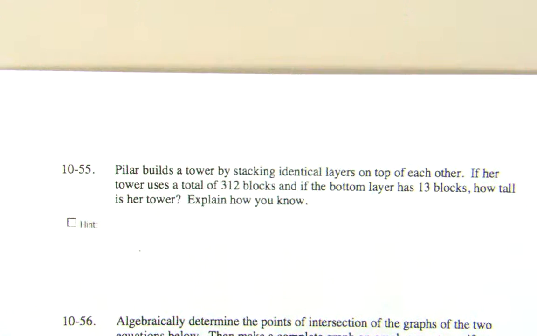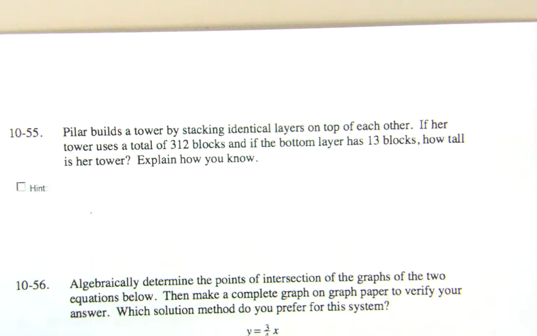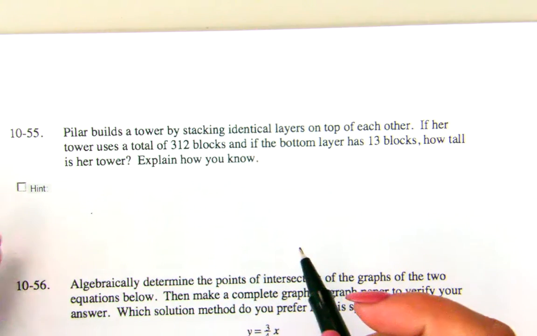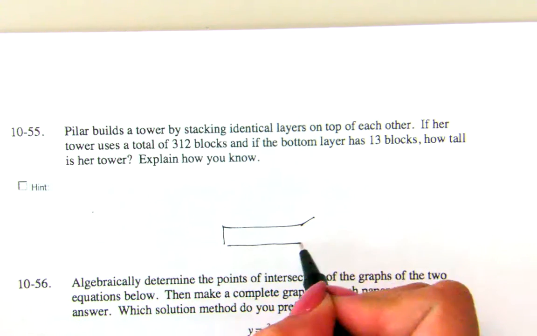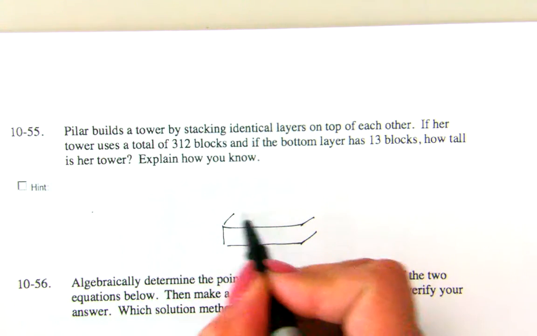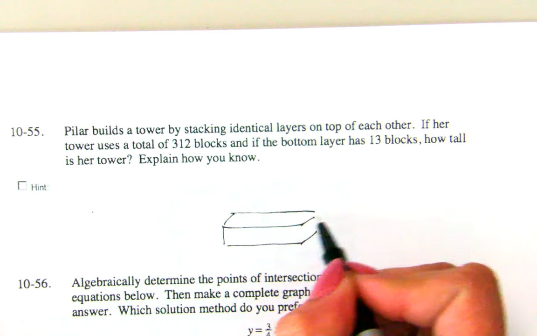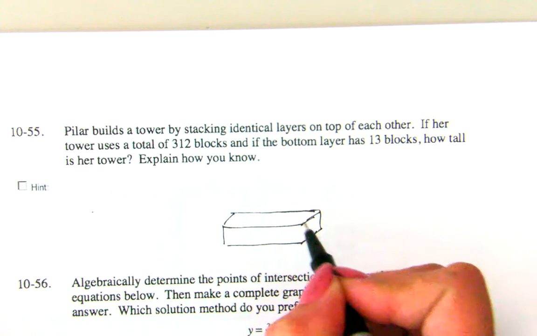What is this? Oh, this is easy. Pilar builds a tower by stacking identical layers on top of each other. If her tower uses a total of 312 blocks, the bottom layer has 13 blocks. Okay, so I'm just drawing a hypothetical layer of blocks. Right?